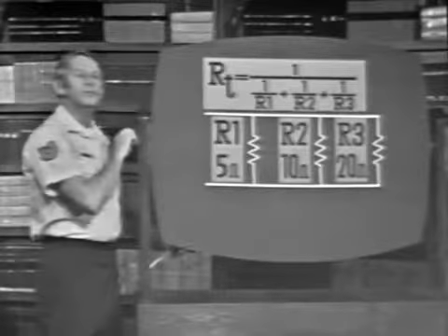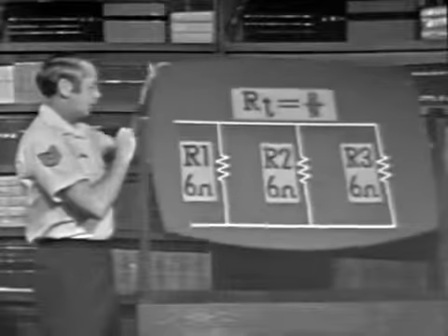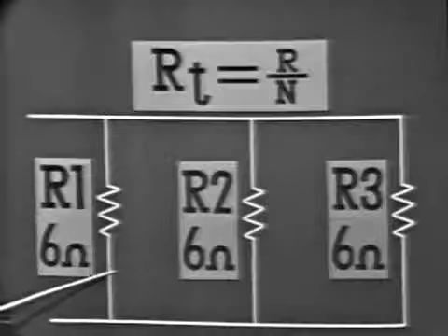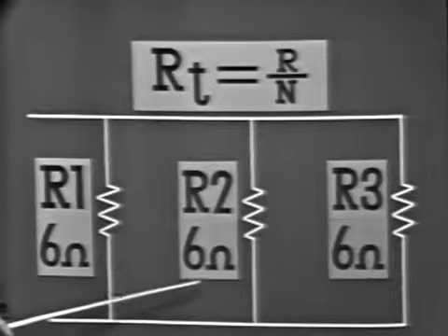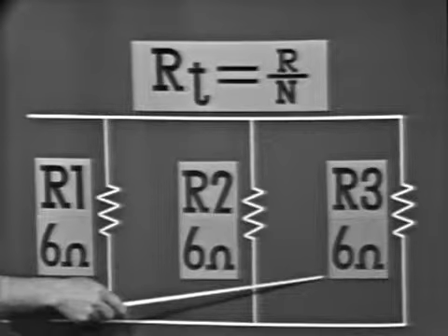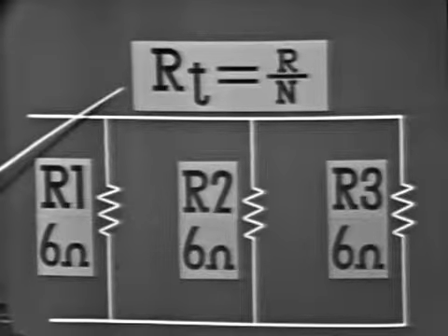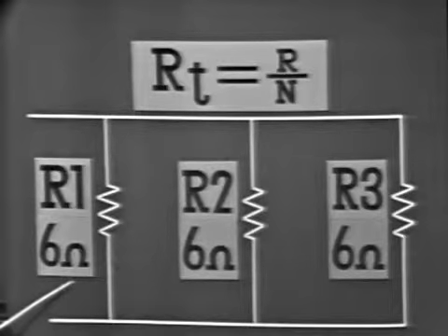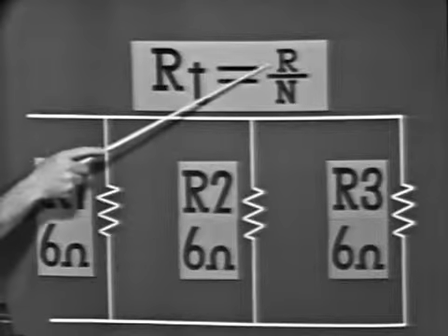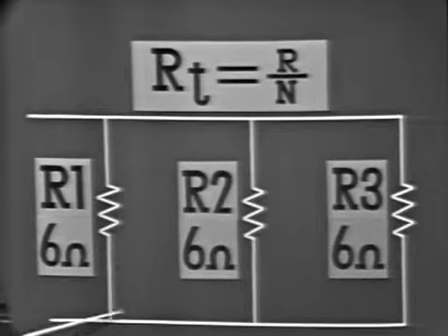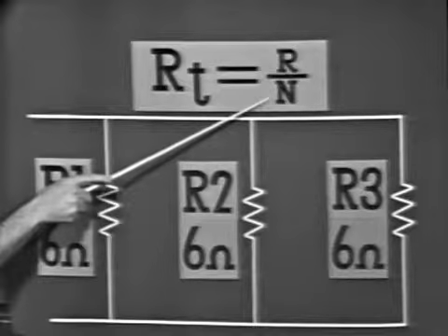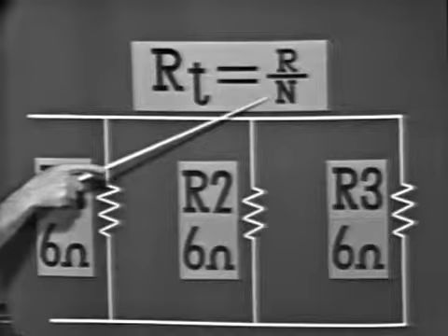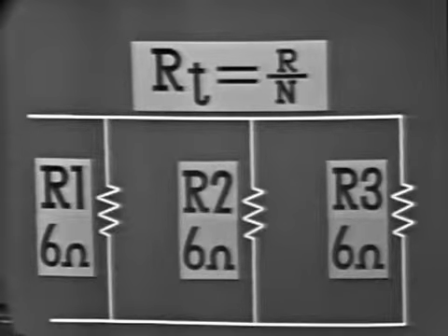Now, another situation that you may run into is a parallel circuit where the resistors have equal values. Here we have 6 ohms, 6 ohms, and 6 ohms. This formula is used in solving total resistance in this case. Here you divide the resistance of one resistor, 6 ohms, by the number of resistors, the N. In this case, you would divide 6 ohms by 3 and get a total resistance of 2 ohms.